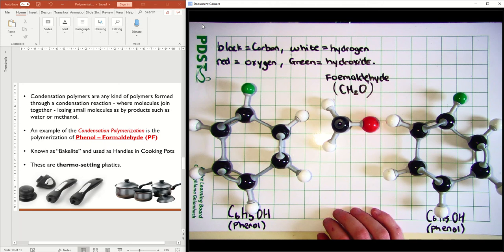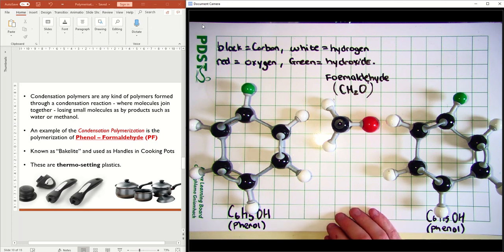Now, condensation polymers are any kind of polymers formed through a condensation reaction. So this means in this process molecules are going to join together, but in the process they're also going to lose small molecules as byproducts, such as water or methanol. For what we're looking at, we're going to be looking at the production of phenolformaldehyde, okay, and the byproduct that's going to be produced here is going to be H2O or water.